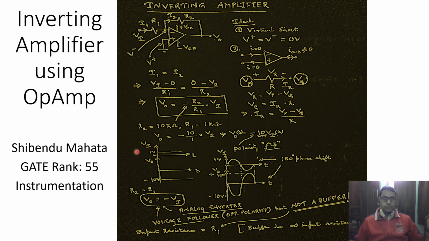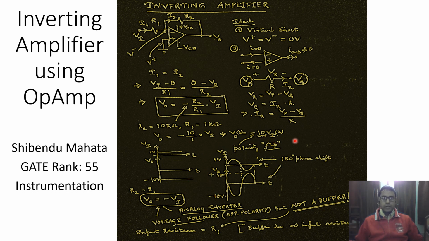Now consider two cases. Let's consider a DC case first, and let's assume that the input voltage applied is equal to 1 volt. So the voltage applied to this node is fixed at 1 volt, and therefore the output voltage will be equal to negative of 10 multiplied by 1 volt. So V0 will be equal to negative of 10 volts. So if this is your V0 axis with respect to time, we obtain the output voltage as negative 10 volts.